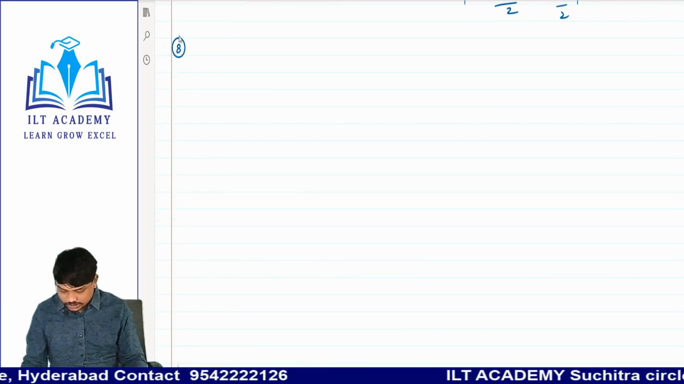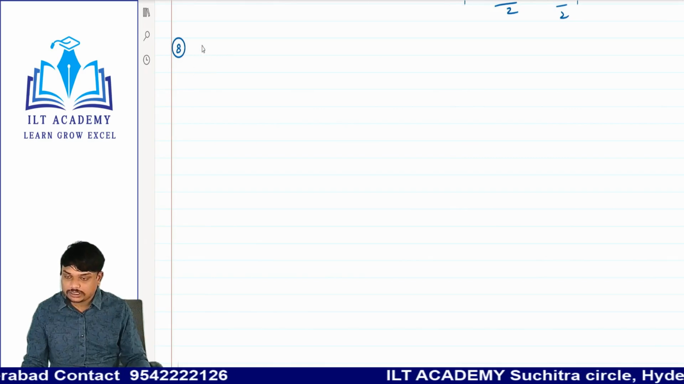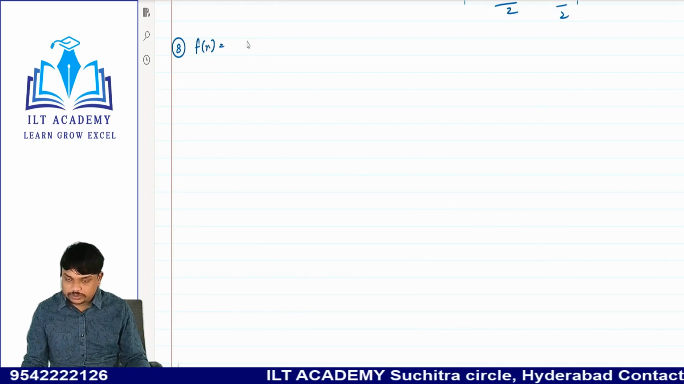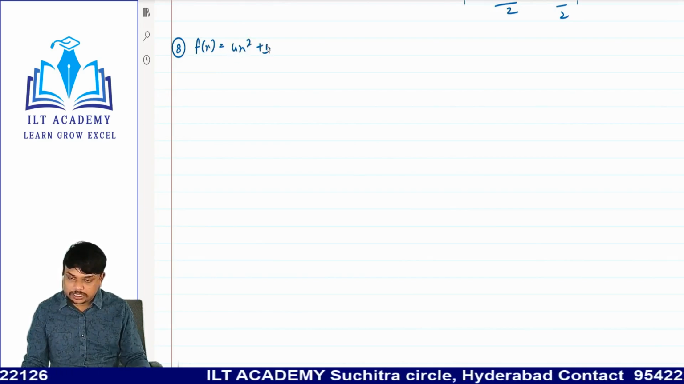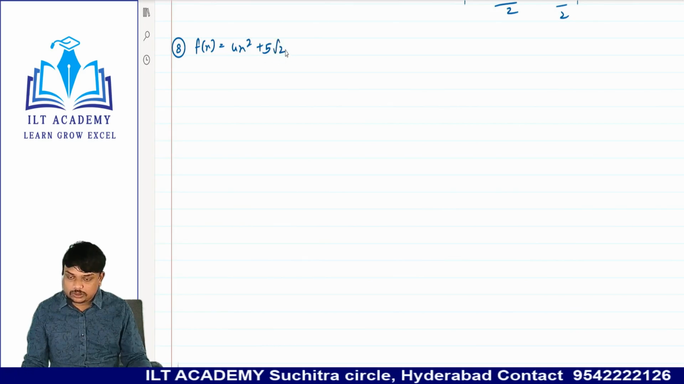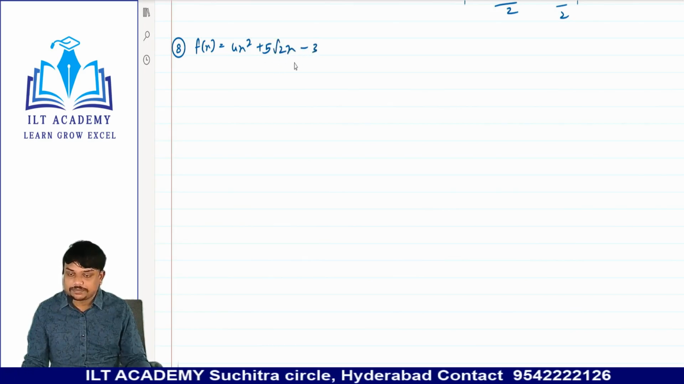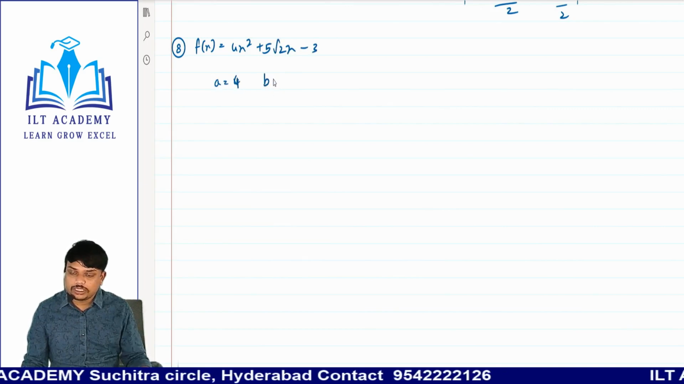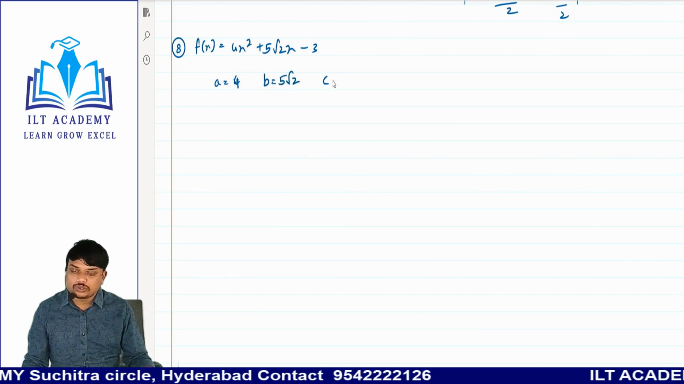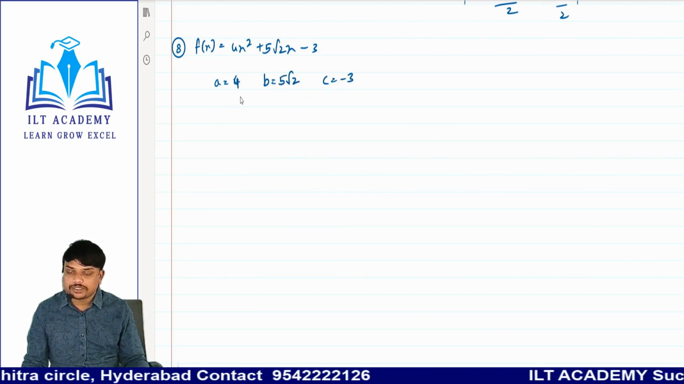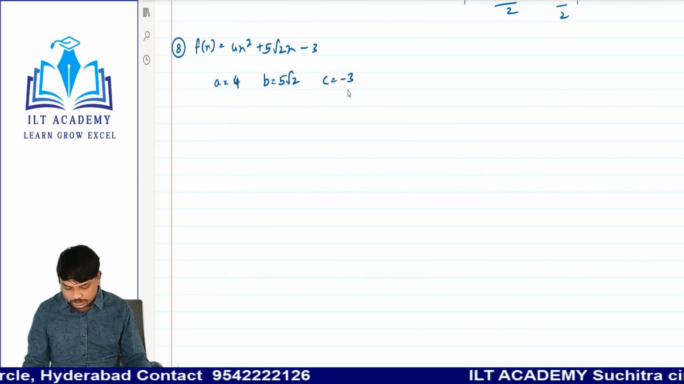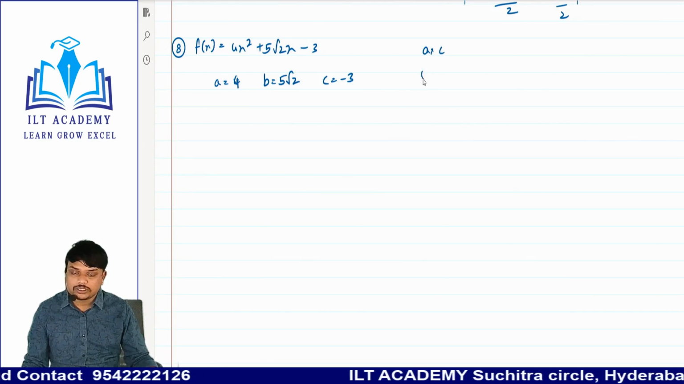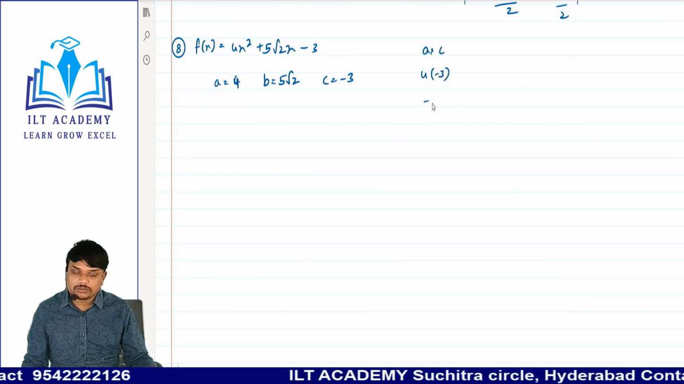Now eighth वाला question देखो, the last one in this. f of x is equal to 4x square plus 5 under root 2 x minus 3. Now a is equal to what? 4. b is equal to what? 5 root 2. c is equal to what? minus 3. Now a into c is equal to what? 4 into minus 3, which is minus 12.